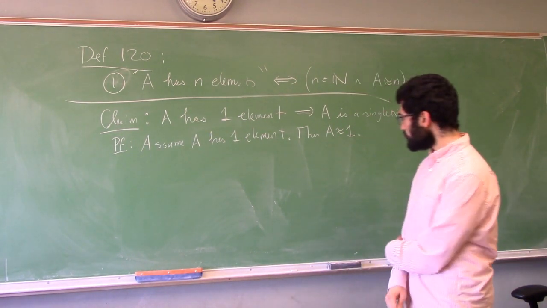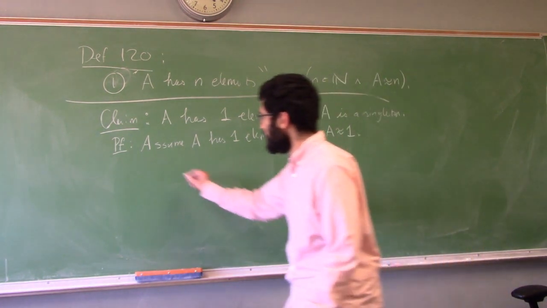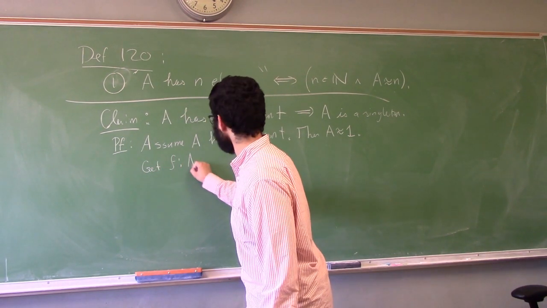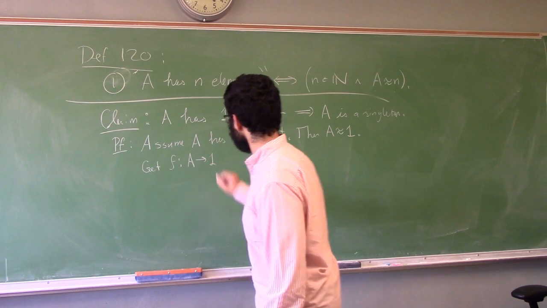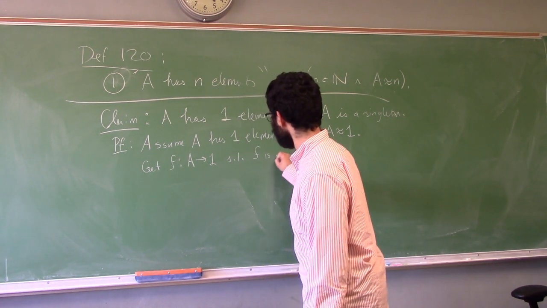Okay. How do I make use of this? Well, I know there exists a bijection, so I can get one. Let f from A to 1 be such that f is a bijection.